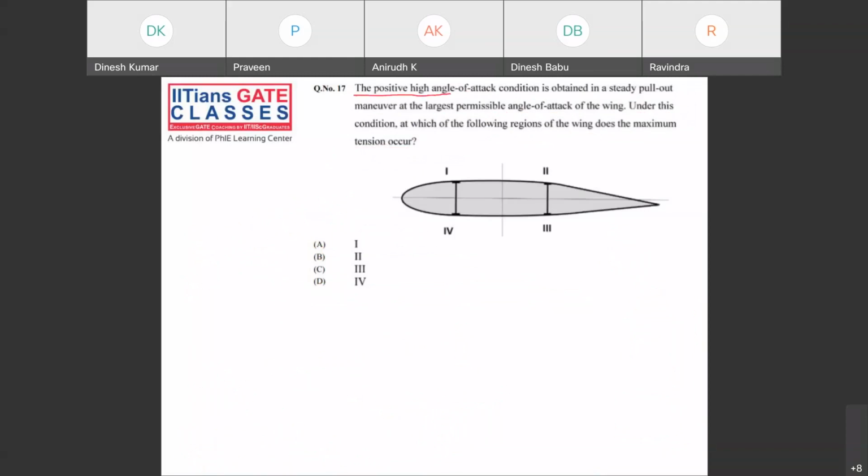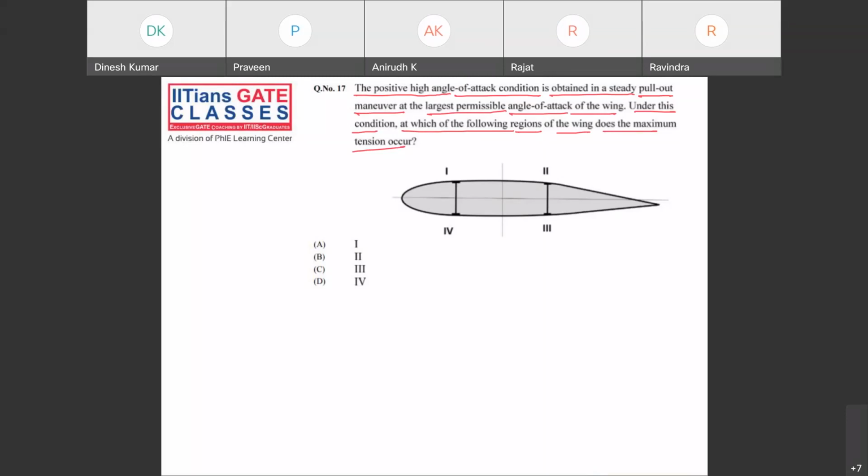The positive high angle of attack condition is obtained in a steady pull-out maneuver at the largest permissible angle of attack of the wing. Under this condition, at which region of the wing does the maximum tension occur?